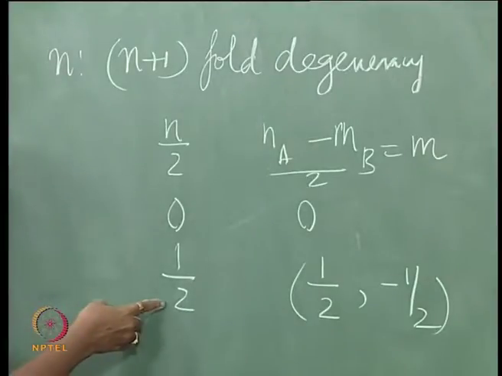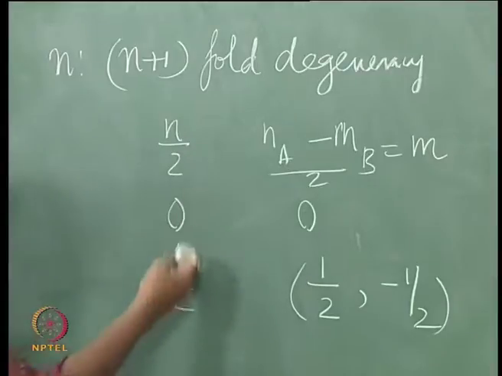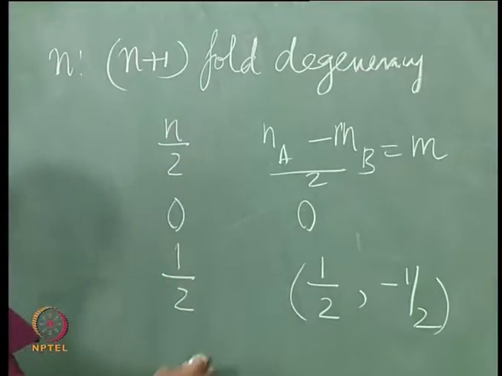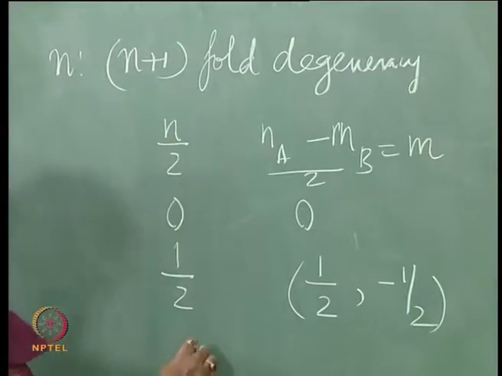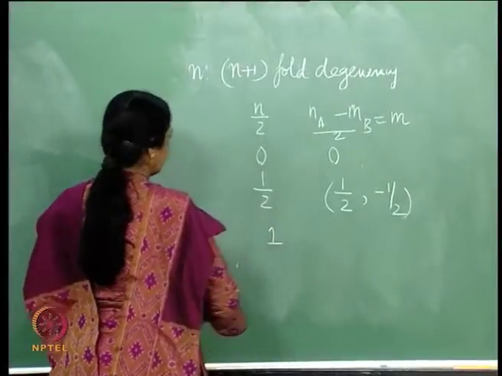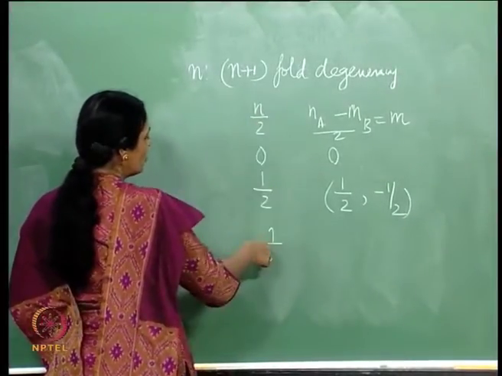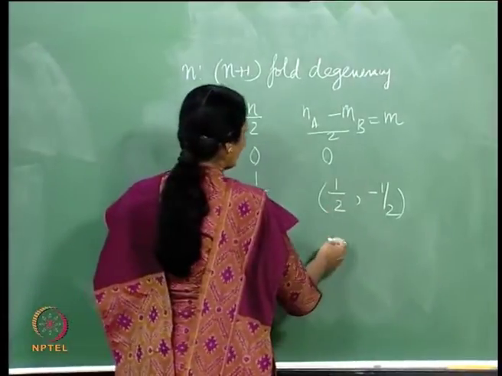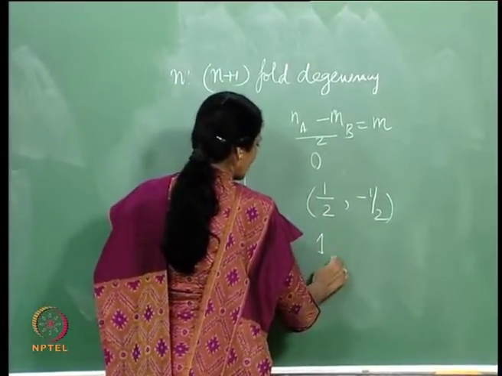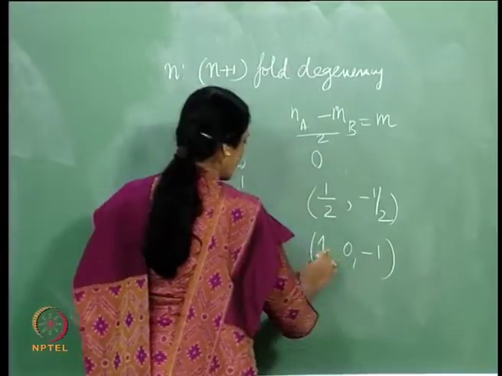So, you see, it looks like n by 2 is to be identified with j, and we will check it out with n by 2 equals 1. In other words, when n is 2, n by 2 is 1, and what do I have? I have m values 1, 0 and minus 1.